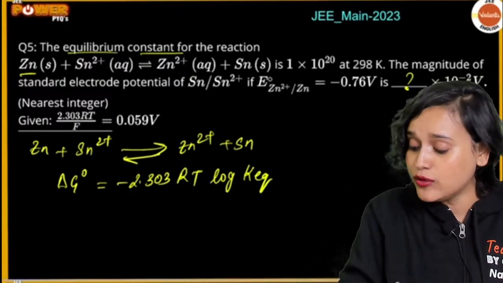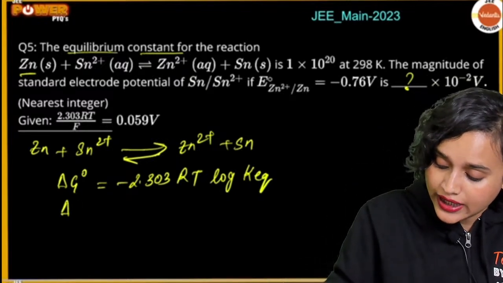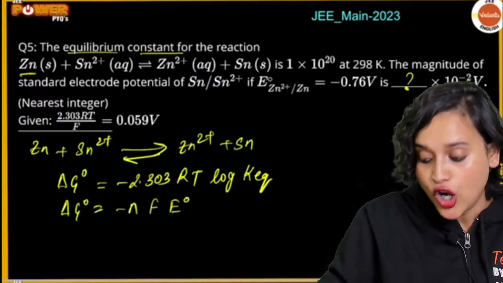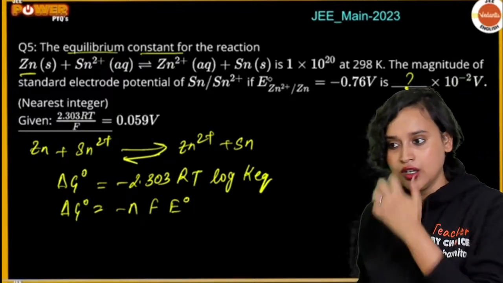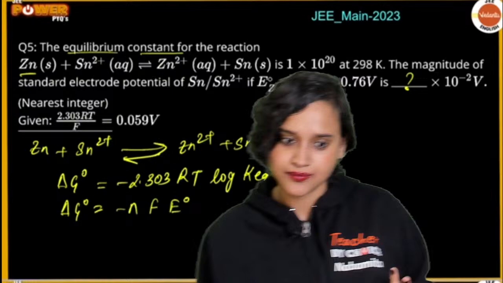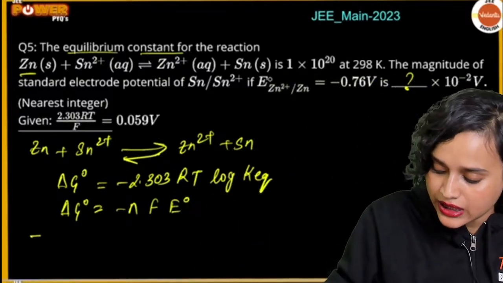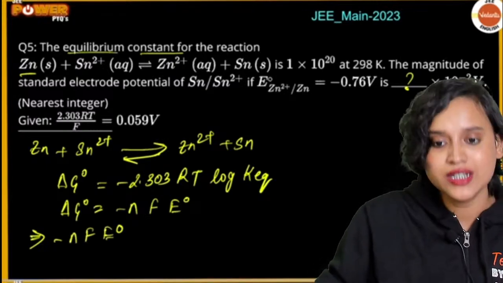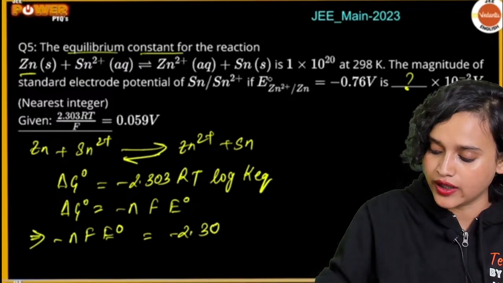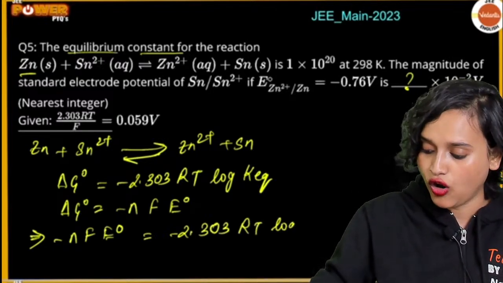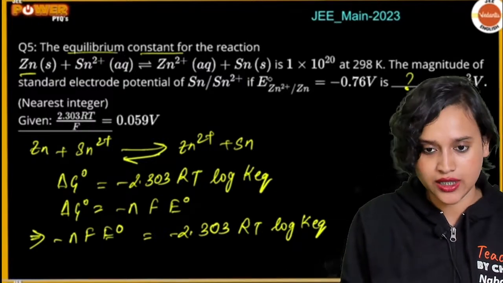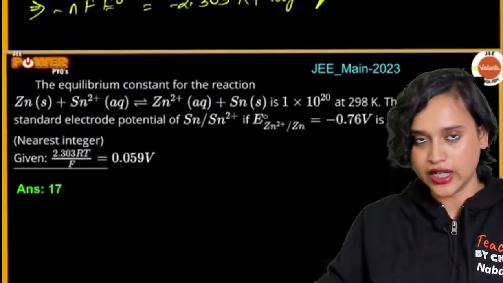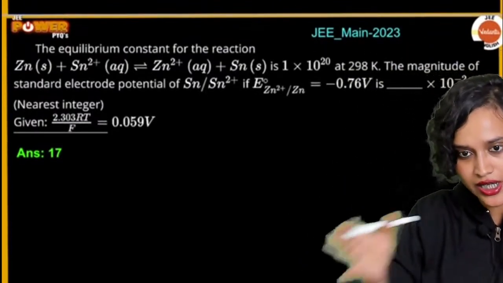Now one more thing that you know is, everybody, don't you know that delta G naught is also equal to minus NFE naught? Do you remember this? So that means that we can write it as, minus NF E naught is equal to minus 2.303 RT log K EQ. Correct? Great. Okay. All right. Now, although the answer is given to you here, don't worry about it. We will solve the question and then we will check the answer, right?